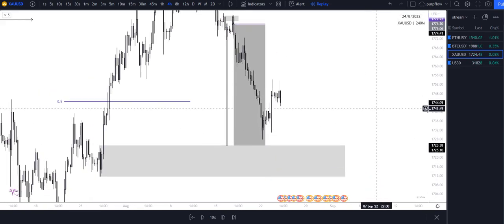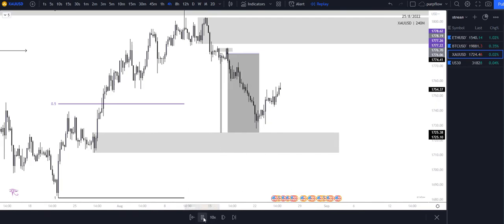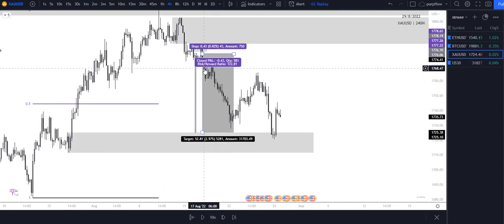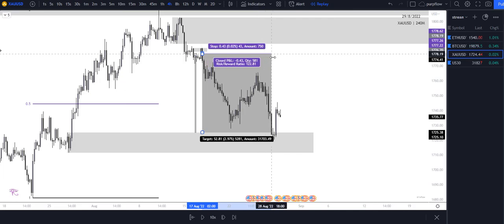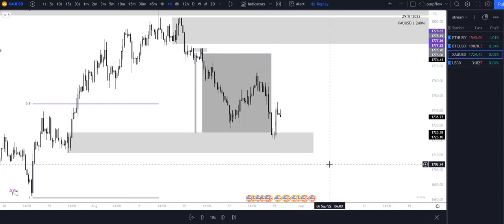to the upside. Right now, I don't know if it has mitigated that or not. We can just play it out and see. Yep, ended up mitigating that area of demand. Right, your 122 to 1 is done.